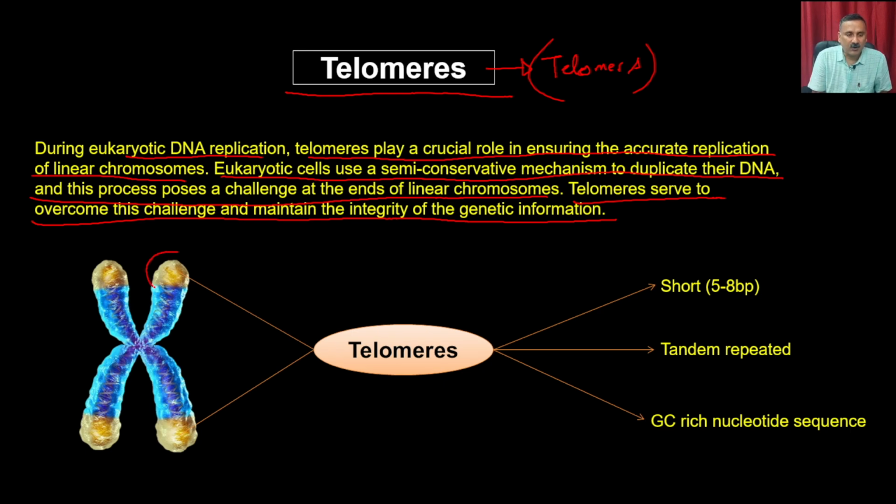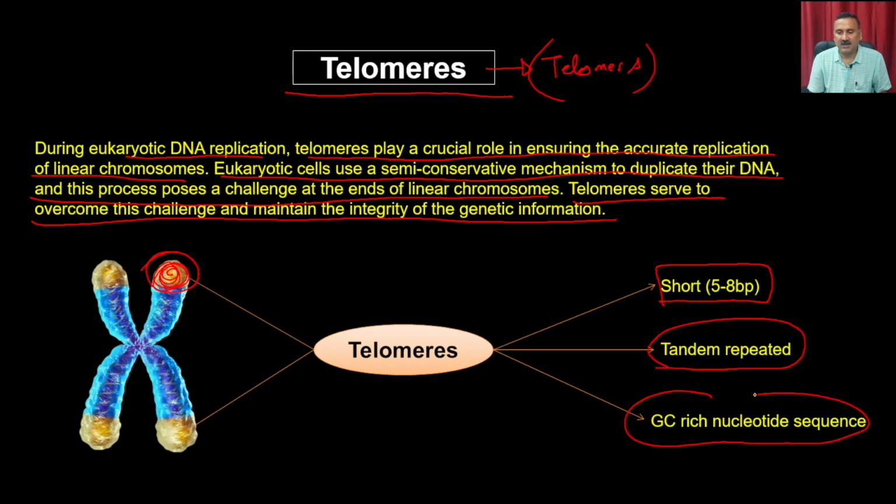So, the corners of the chromosome are not going to be replicated, because it is going to be a problem. A short stretch of 5 to 8 base pair tandem repeats, and the G-rich nucleotide sequences, are actually going to be a problem for the telomerase. So, telomerase is actually going to fill these gaps.